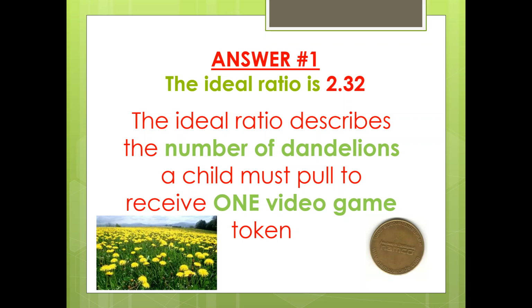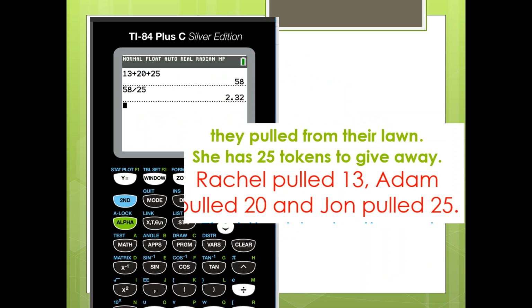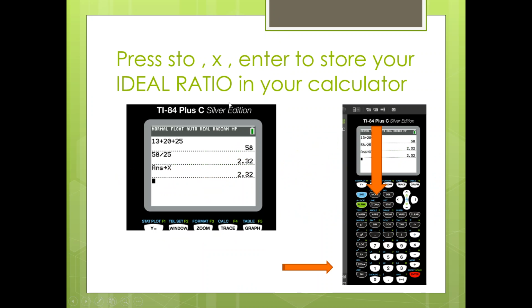The ideal ratio is 2.32, and it describes the number of dandelions that a child must pull to receive one video game token. If you're wondering how I did that, I added up how many dandelions they each pulled separately, and then I divided by the number of items that we were trying to give away to get an ideal ratio of 2.32.